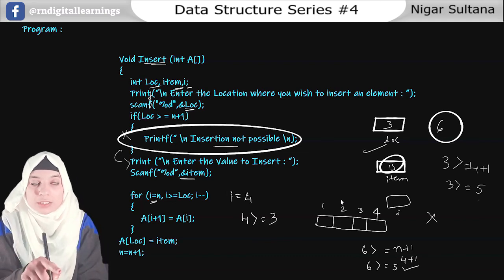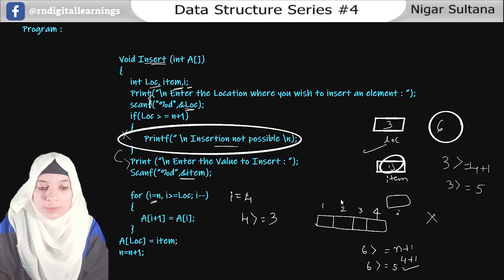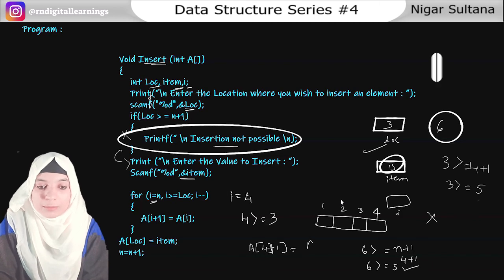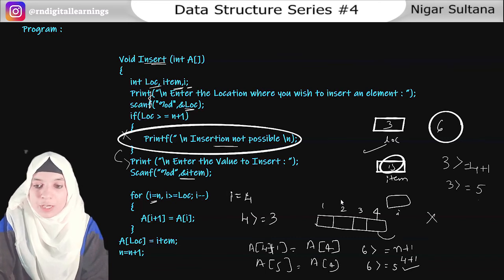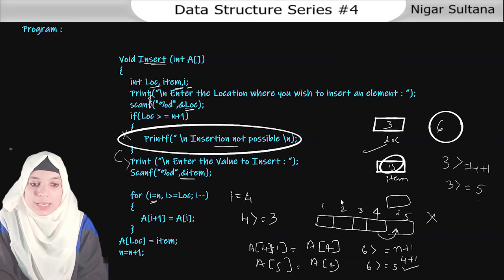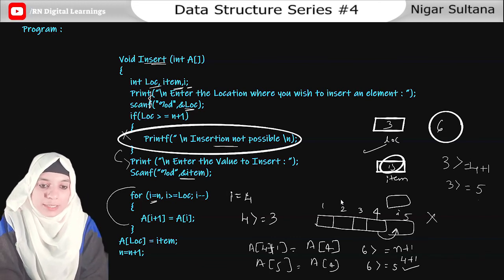I have told you in the third step, what I must do. See, in the place of A of 4 plus 1, that is A of 5, I must give the value of A of 4. Now see here, whatever value we have in A of 4 will be placed in the 5th position. Next, I will be decrementing the value of I.